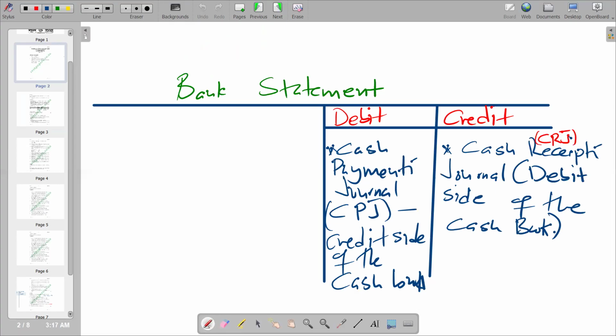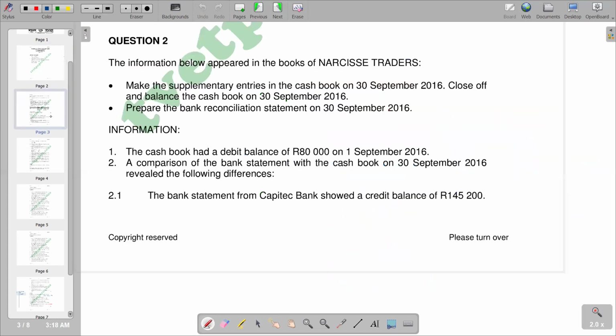So the credit side of the bank statement should also be a representation of entries that we see in the cash receipts journal, that is the debit side of the cash book. So basically, we take note of that as we prepare the bank reconciliation statement.